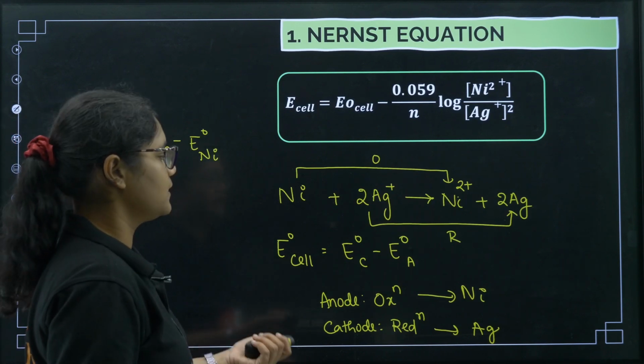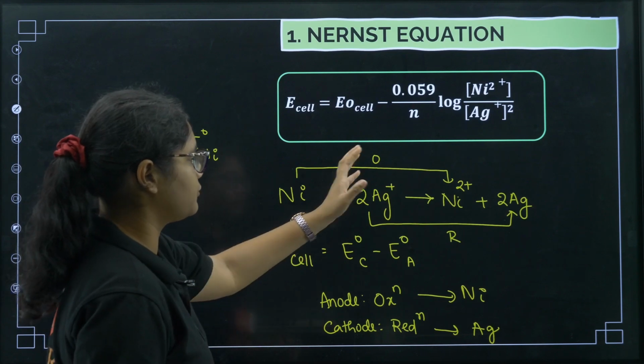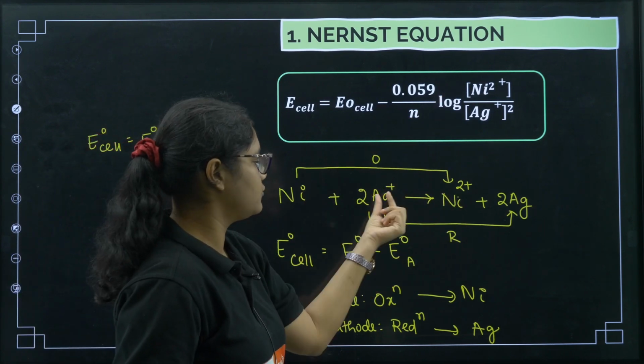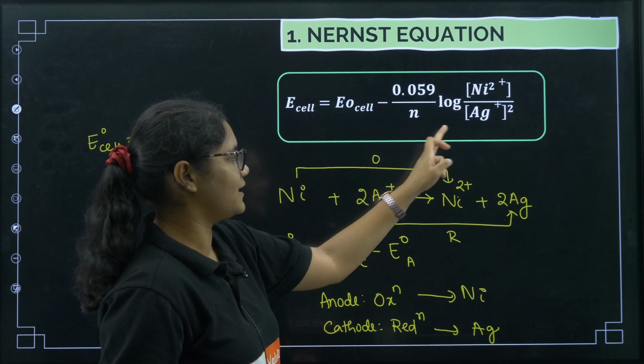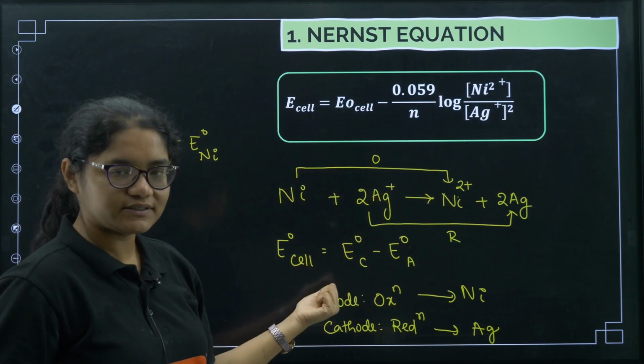Done? Clear? Fine. Now if you want to write down the reaction quotient, it is product ions divided by reactant ions. Product ion we have Ni2+, reactant we have Ag+ squared, and this n value is the number of electrons exchanged.